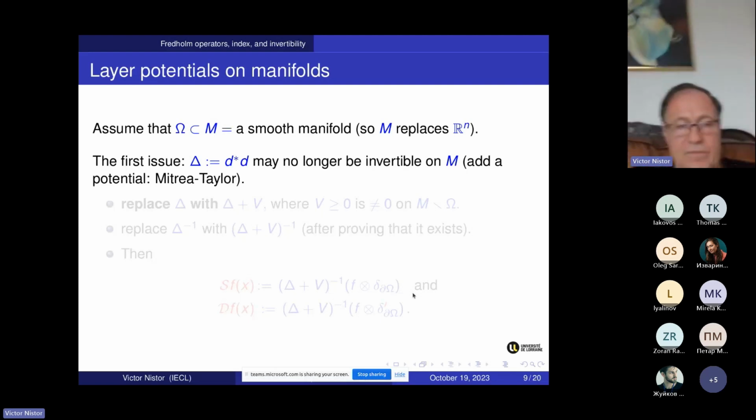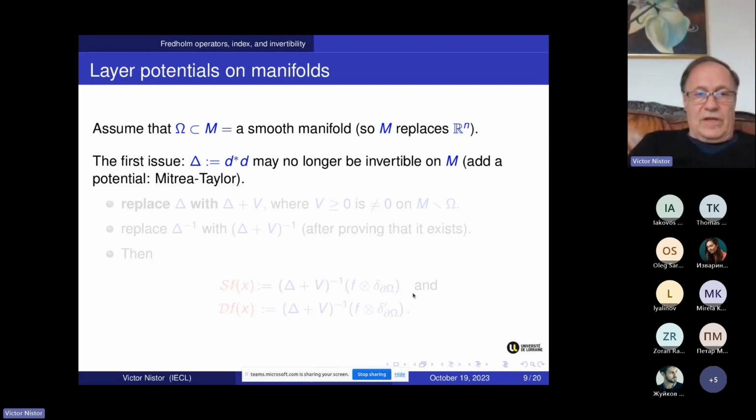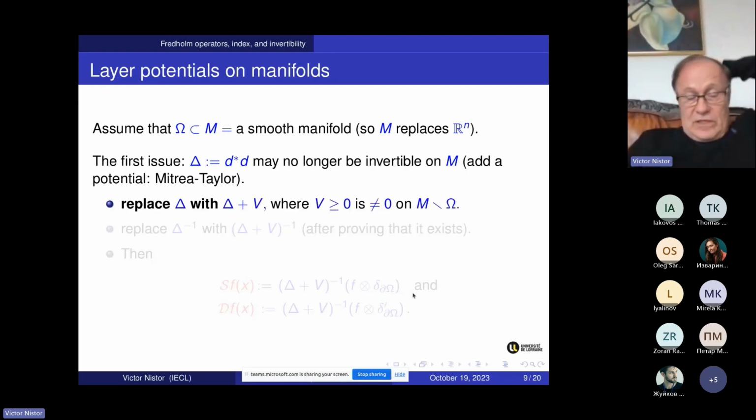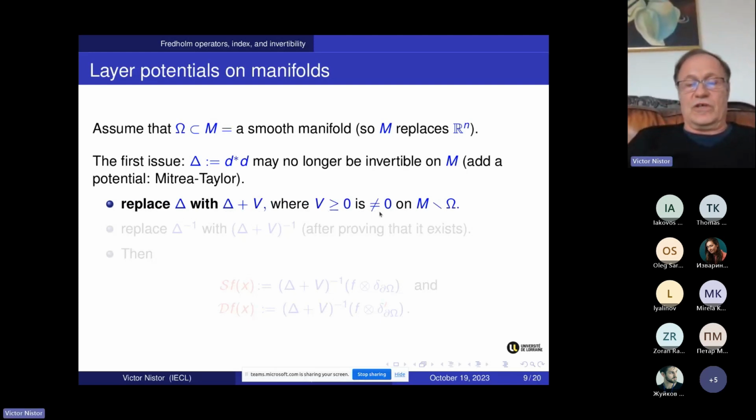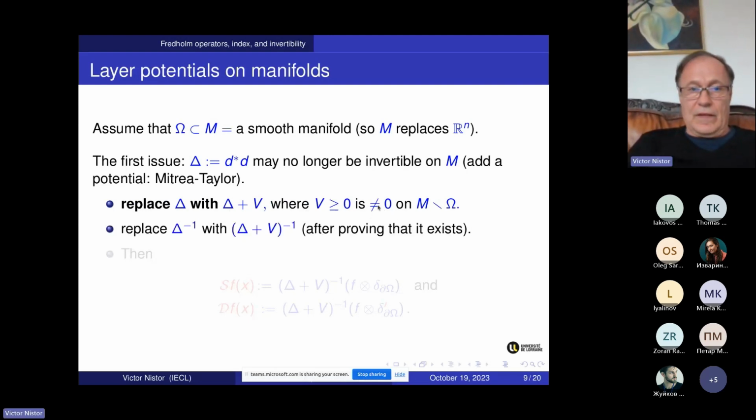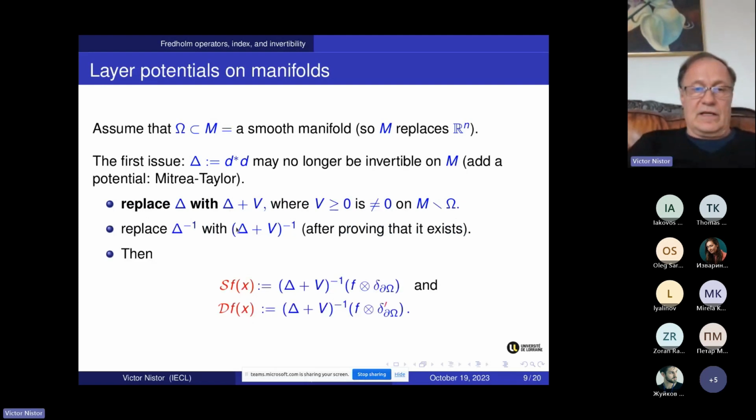Okay, so we'll have to do some modifications, which I'll call the Mitrea-Taylor trick. And it works as follows. We replace the Laplacian with the Laplacian plus V, where V is a function that is greater or equal to 0, but not identically equal to 0. And I didn't say that it should vanish on omega. So it should vanish on omega, so our operator will still be the Laplacian inside omega. Okay, and then delta plus V will become invertible if V is not identically 0.